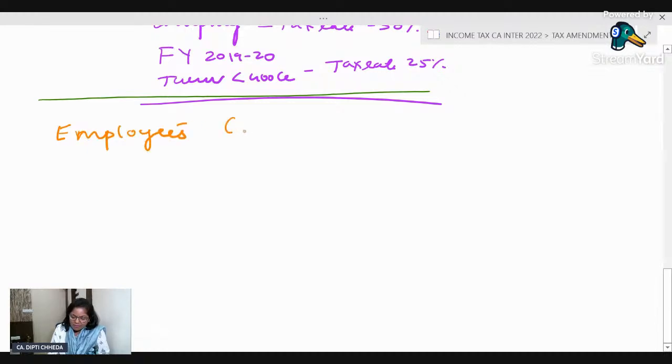Employees' contribution to SPF, Statutory Provident Fund, and RPF. I hope URPF and PPF is clear.